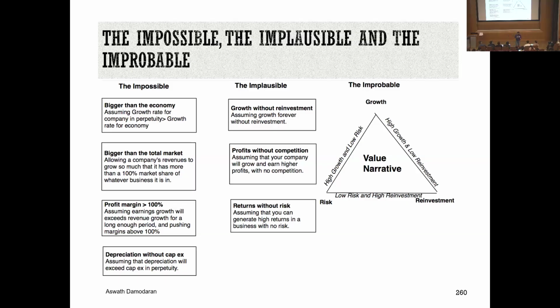What I'm looking for is a mismatch. So if you have high growth with low reinvestment and low risk, it can happen, but I need to know what your story is for how this company is able to grow with relatively low reinvestment and low risk. That's what storytelling does. It fills in the gap, says, look, I know this looks odd, but here's why my company can pull it off. Otherwise, that's improbable.